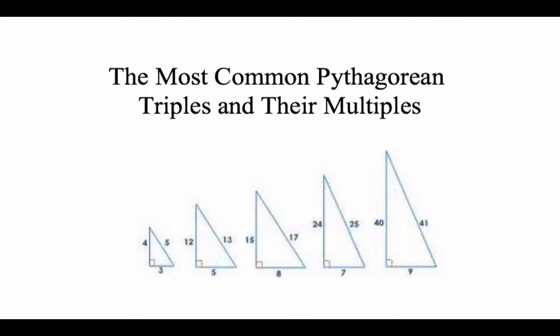So what would happen with these is, for instance, let's take the 5, 12, 13 triangle. If I multiplied each side by 2, that would also be a Pythagorean triple. So if it was 10, 24, and 26, that would also satisfy the equation a squared plus b squared equals c squared.